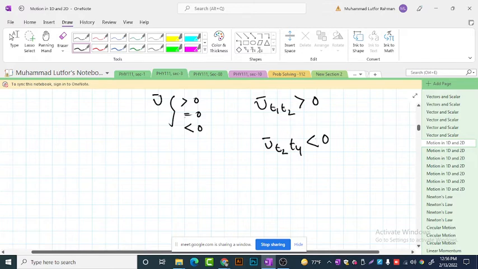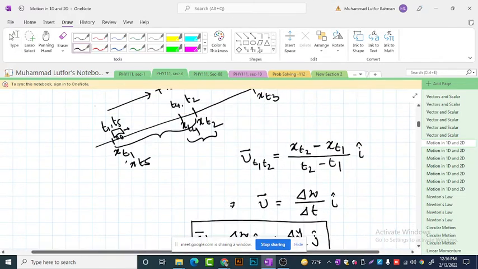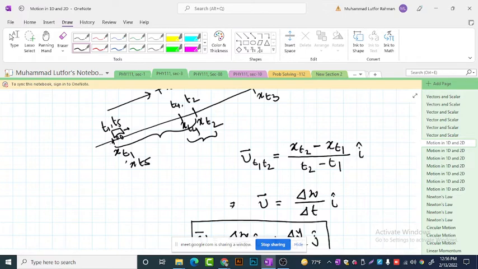What about the average velocity? The average velocity in between time t1 and t5 is going to be 0. Why? Because your initial point and the final point are the same, right? You come back to your original point. So where you start from, you again come back to that point, then definitely your average velocity is going to be 0 over here, because your displacement is 0. That's why your average velocity over here is going to be 0.